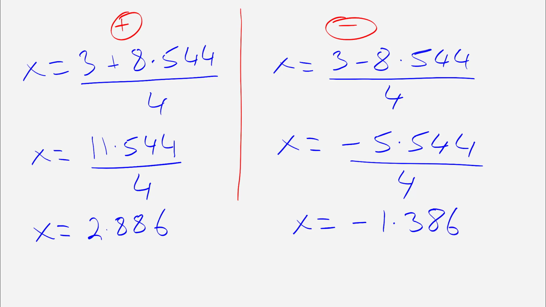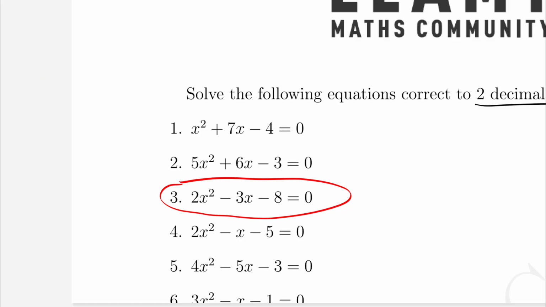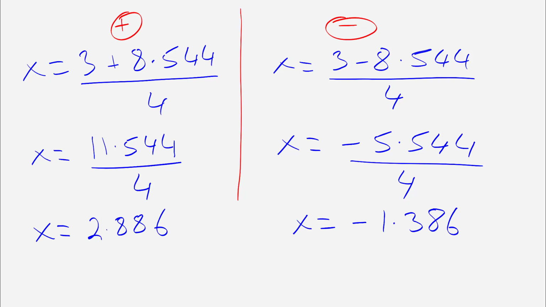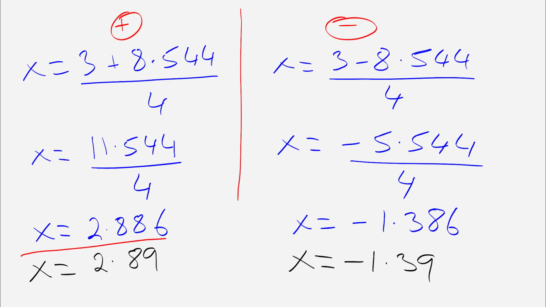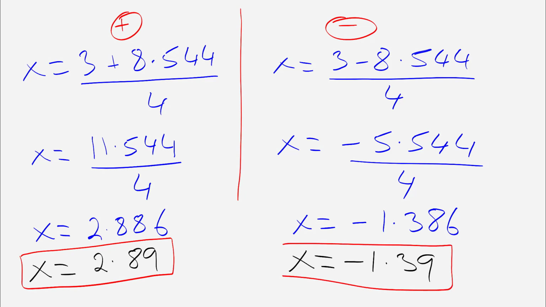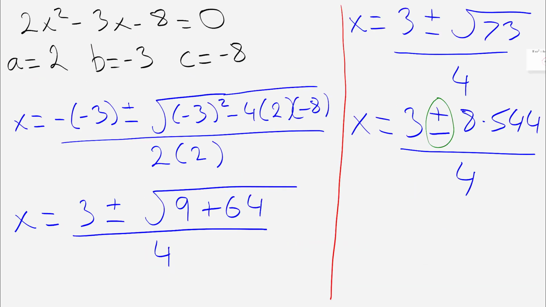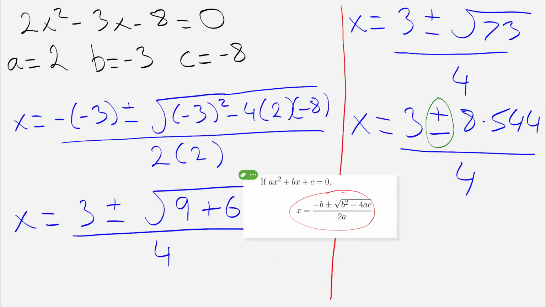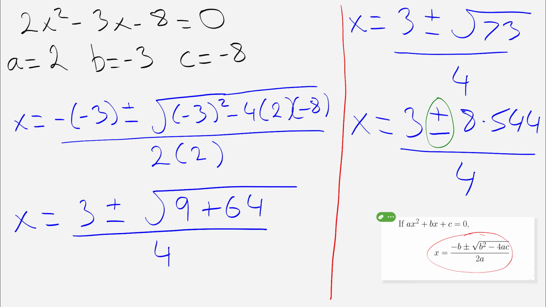Now just to finish up, remember if we look back at the question, it said solve the following equations correct to 2 decimal places. So we make sure we give our final answer to 2 decimal places. My final answer on the left here is x equals 2.89, and here x equals minus 1.39. So here I have my 2 solutions to the quadratic equation, which I calculated using the minus b formula. We use the quadratic formula in order to calculate our 2 solutions to the equation.